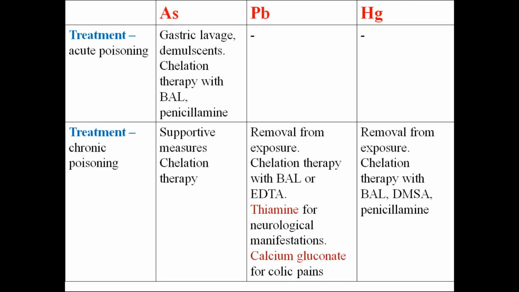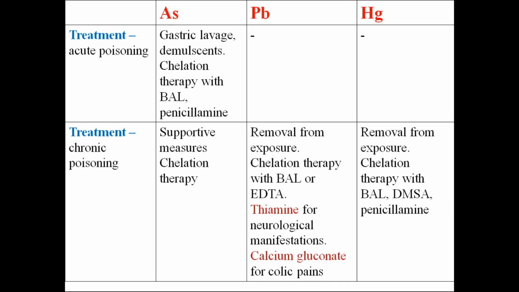We only have to take the person from the exposed area, then it will be okay. Nothing specific for lead and mercury. In case of chronic arsenic poisoning, we have to give supportive measures and then chelation therapy. In lead poisoning, remove from the exposed area, give chelation therapy with BAL and EDTA. Thiamine can be given for neurological manifestations, and then calcium gluconate for colicky abdominal pain.